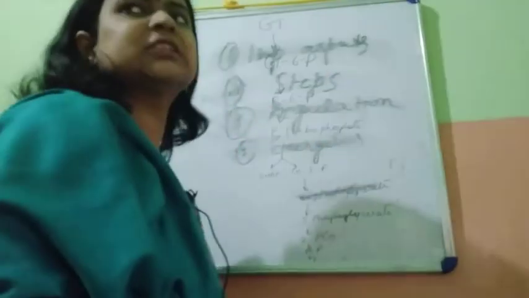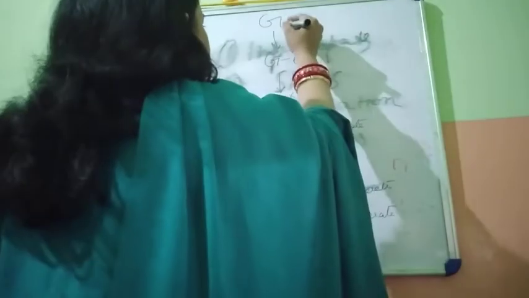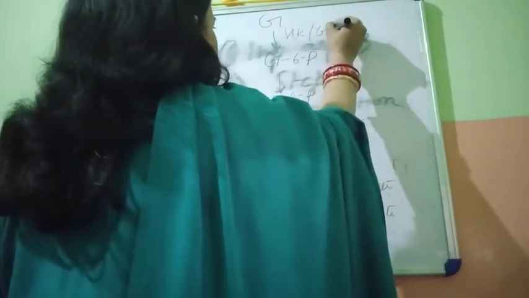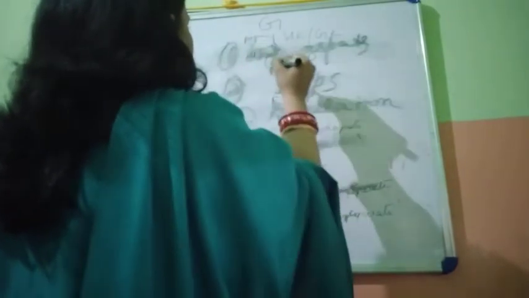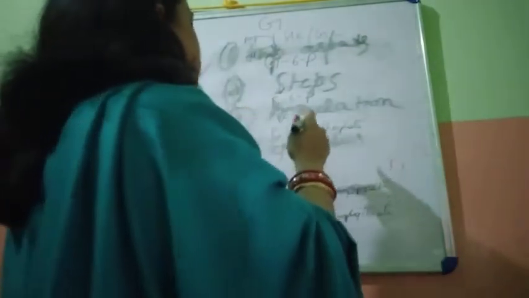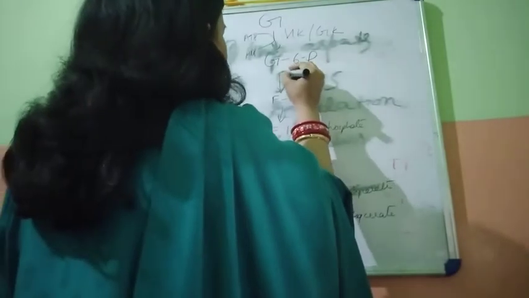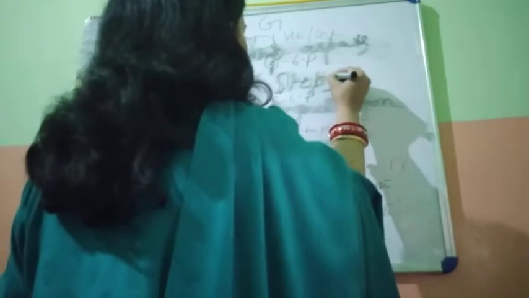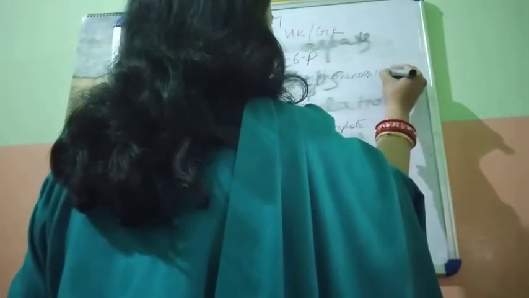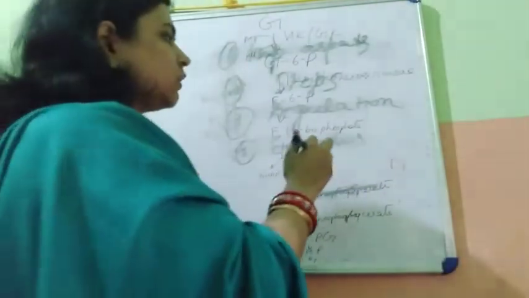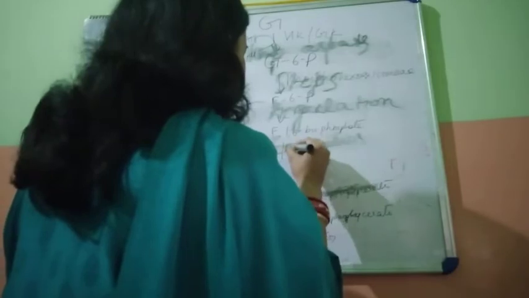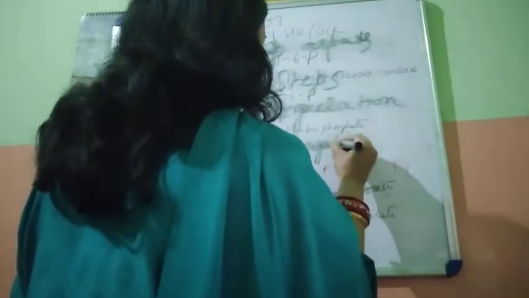Glucose is converted to glucose 6-phosphate by a phosphorylation reaction by the action of enzyme hexokinase or glucokinase. 1 ATP is utilized in this reaction. Glucose 6-phosphate is converted to fructose 6-phosphate by an isomerization reaction by the action of enzyme phosphohexose isomerase. Fructose 6-phosphate is converted to fructose 1,6-bisphosphate by phosphofructokinase. Now this fructose 1,6-bisphosphate is cleaved by aldolase into glyceraldehyde 3-phosphate and dihydroxyacetone phosphate.